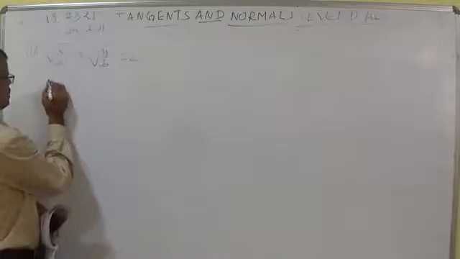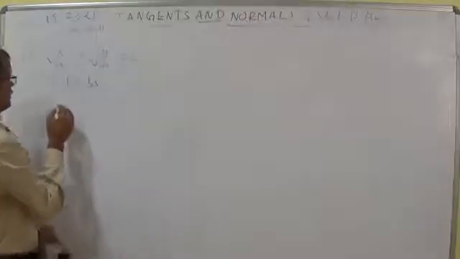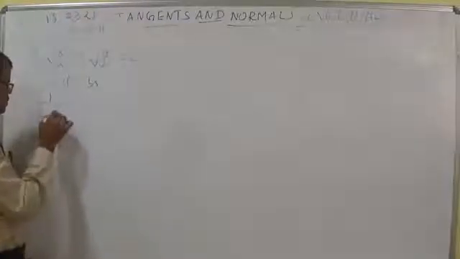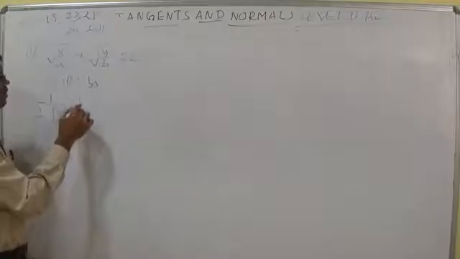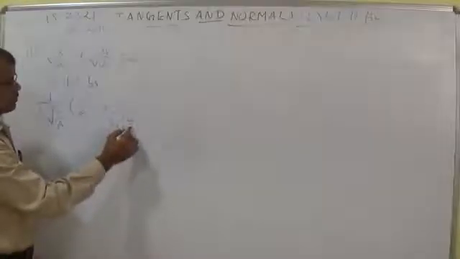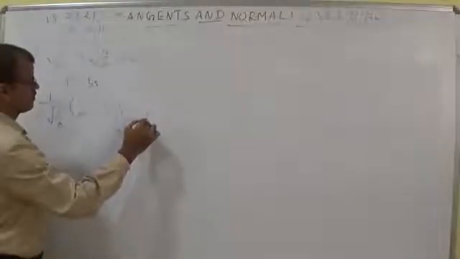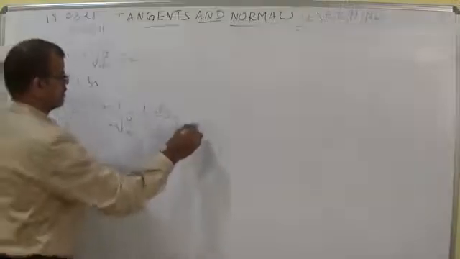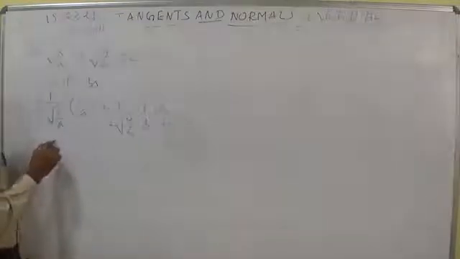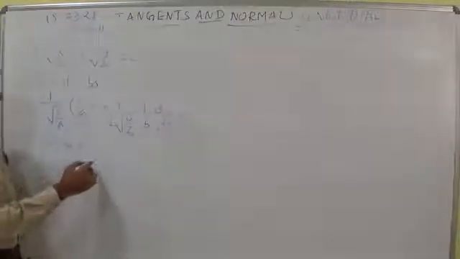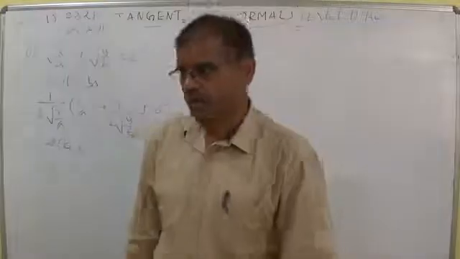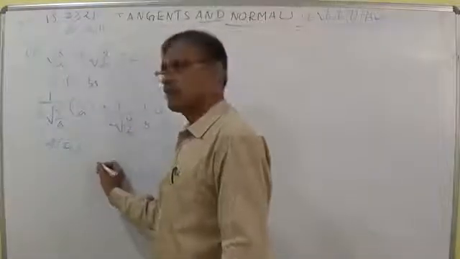Now we can write here differentiating both sides. What is the value of root x derivative? 1 by 2 root x. 1 by 2 root x by a into internal derivative 1 by a plus 1 by 2 root y by b into internal derivative 1 by b into dy by dx equal to 0. Here you write, at a comma b he is asking. That means substitute the value x is equal to a and y is equal to b.